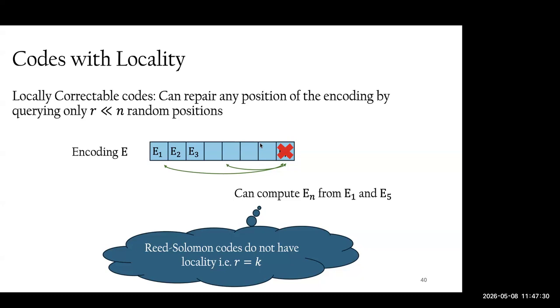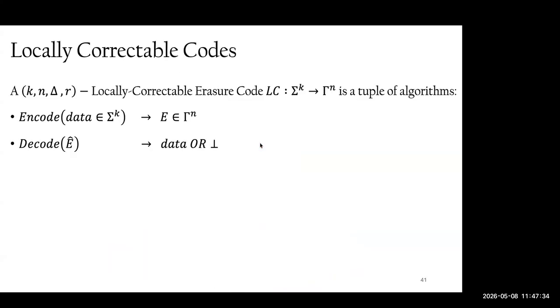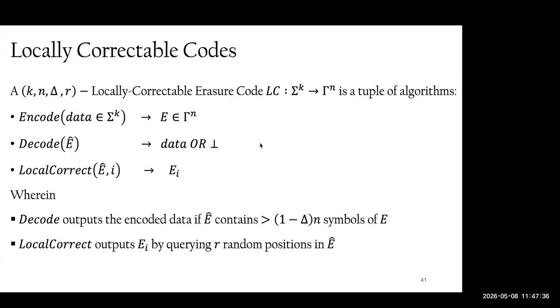Any other questions? Okay. Very good. So just a bit more formally, we have the encode algorithm, decode algorithm, but we also have local correct. Local correct also takes a bunch of symbols from your encoding, but much fewer symbols than decode, and then it will give you E_i, which is the ith symbol of the encoding.